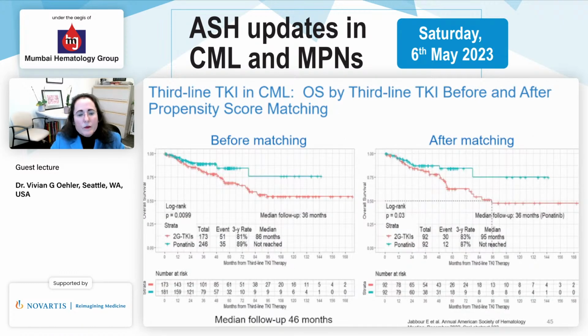So as you can see here, overall survival was better for ponatinib treated patients versus 2G TKI treated patients, both before and after matching. And similar findings were also seen for progression-free survival.